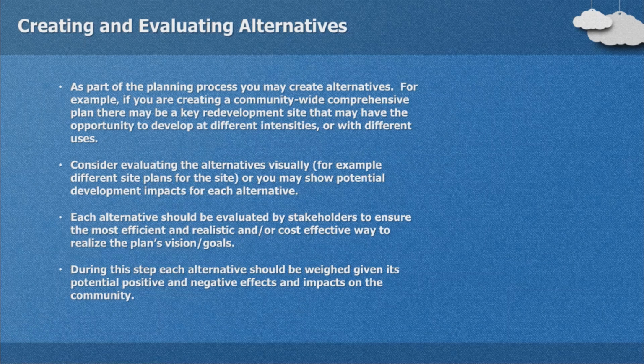Another piece of this is creating and evaluating alternatives. So as part of the planning process, you might create alternatives. So a community-wide comprehensive plan, you might look at a couple of different policies that might result in different scenarios. Being able to evaluate each one is going to be important, considering visually and how you might show the potential development impacts for each alternative, and how you're evaluating each alternative with your stakeholders and the residents, and figuring out what's realistic and cost effective to reach the plan's vision. During this step, each alternative should be weighed given its potential positive and negative effects and impacts on the community.